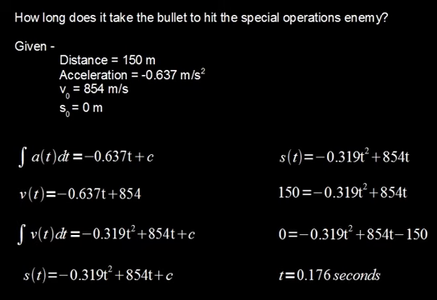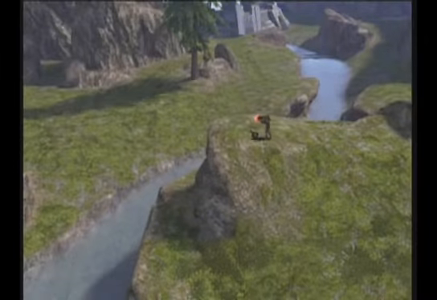Since the distance is equal to 150 meters, we set 150 equal to that previous equation. We then subtract 150 from both sides in order to get 0 is equal to negative 0.319 t squared plus 854t minus 150. We plug this into the calculator, graph it, and find the zero, which comes out to t is equal to 0.176 seconds.